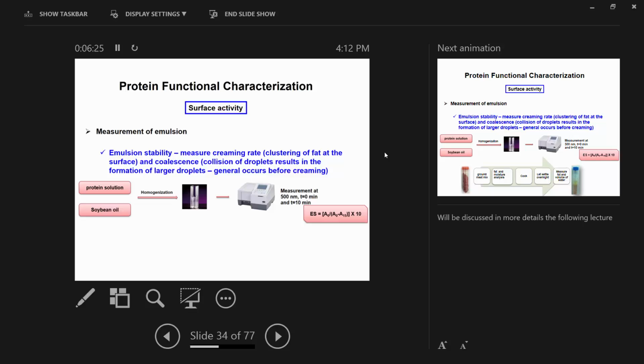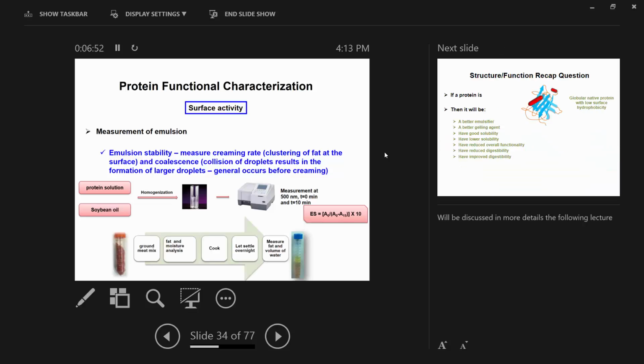Obviously, this is an expedited way to measure emulsion stability. Obviously, you don't want to form an emulsion for a food application that will break in minutes. This is just to compare the emulsification stability of different proteins, for example, or the impact of certain processing or structural changes on emulsification stability. So it's kind of a prediction of how that protein will behave in a food matrix.